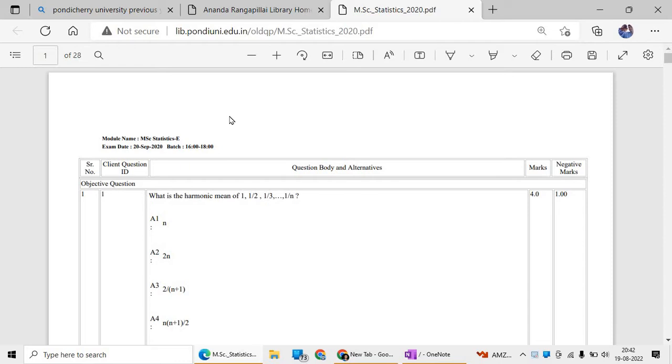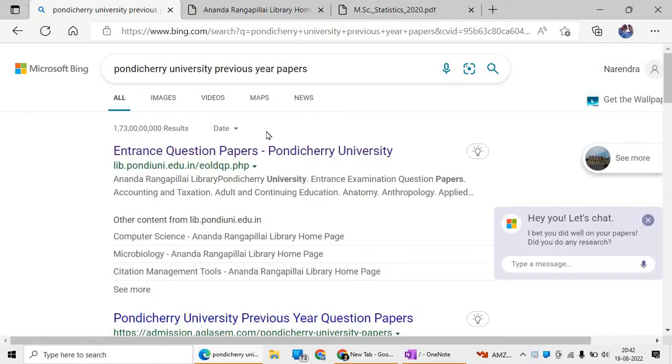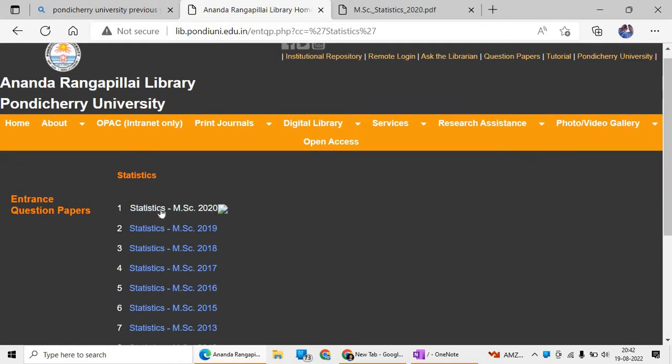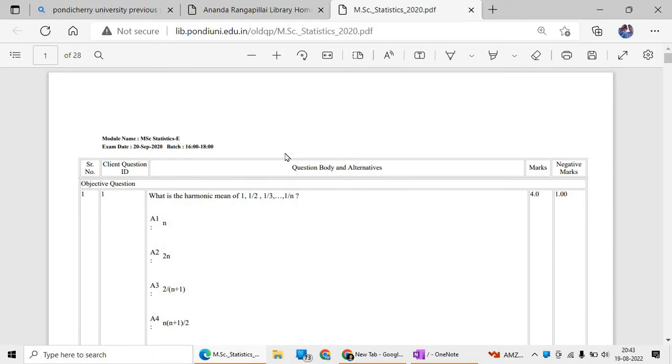If anyone needs the question paper, you can just type "Pondicherry University entrance previous year question papers," then go to the first link, entrance question papers Pondicherry University. A new window will open from the library website, then you can press on MSc 2020. It will be available from Google. Okay, so this is the question paper in 2020.